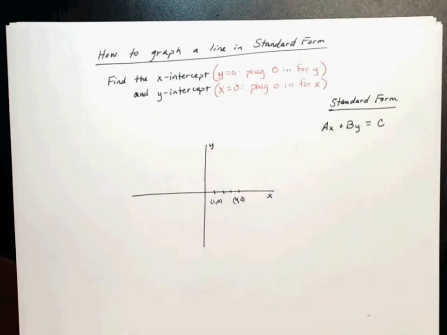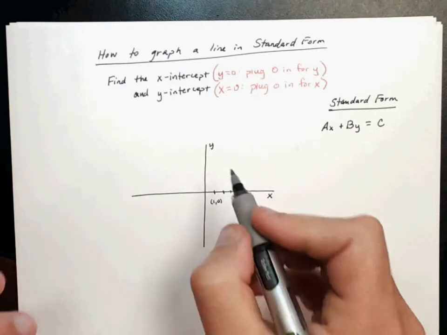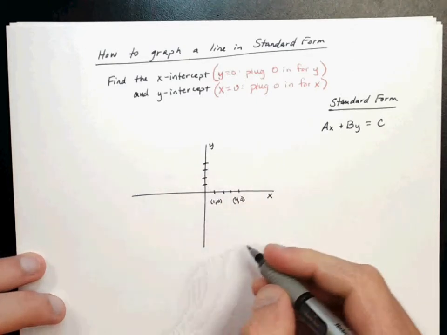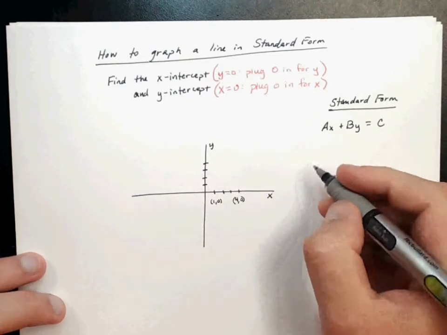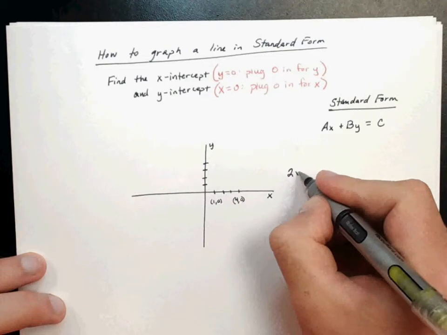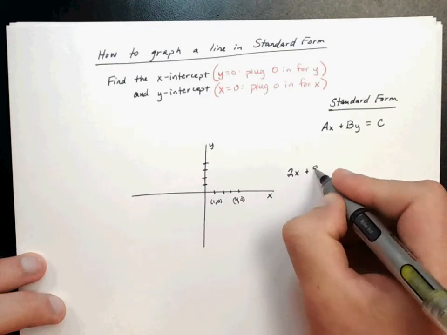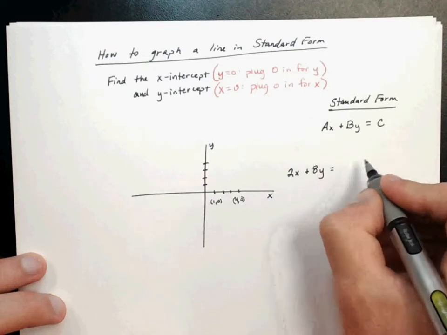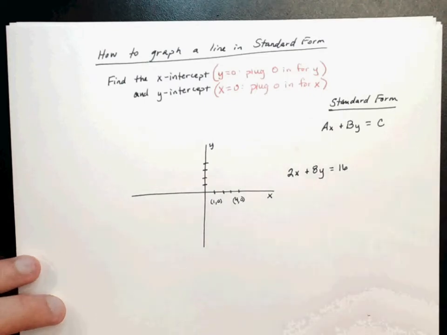When we do this example, it might help you understand. So let's say that here's our equation that we want to graph. 2x plus 8y equals 16.